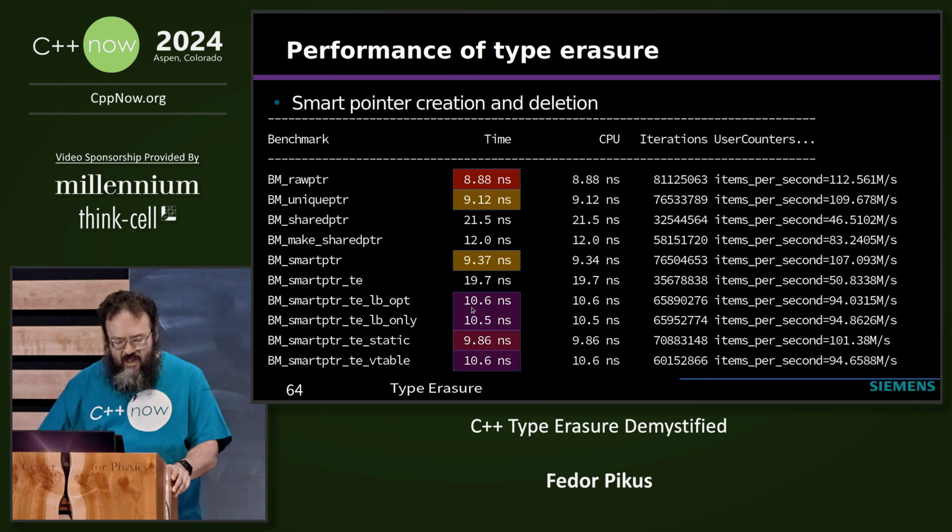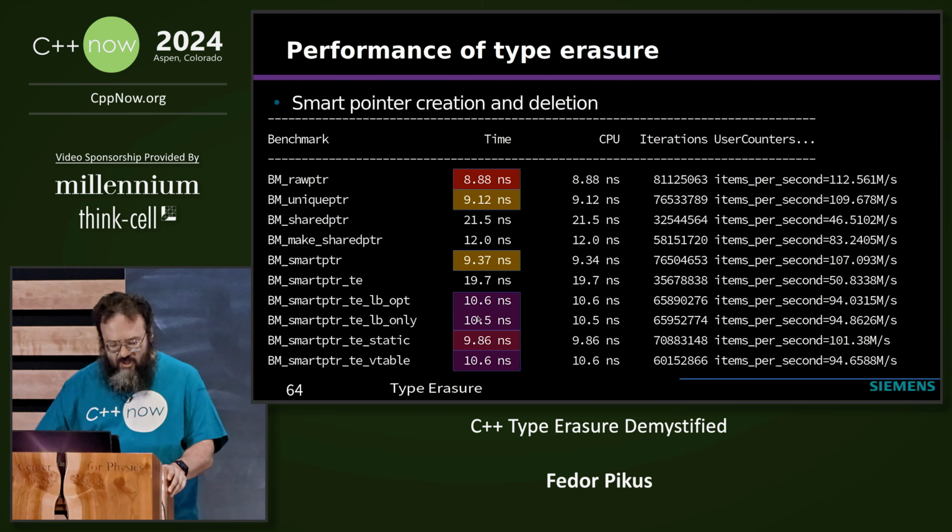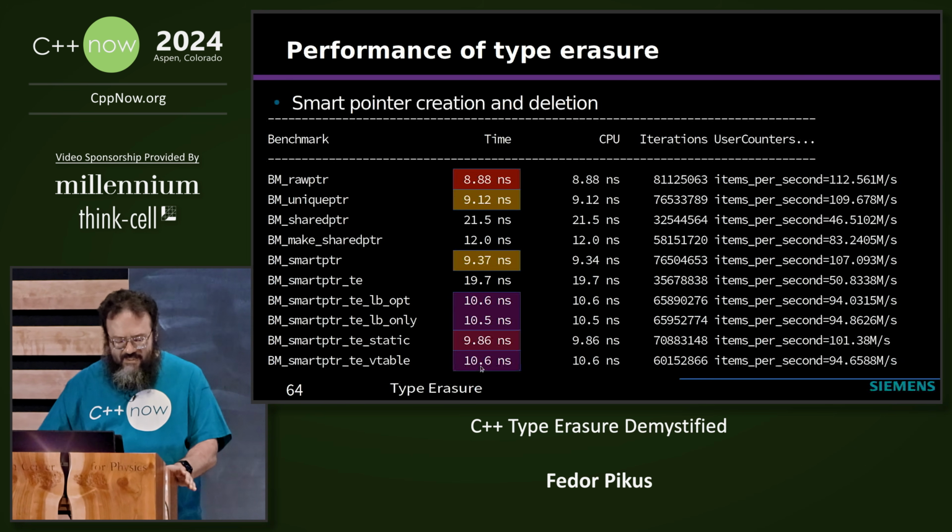In this case, I was only doing things small enough to fit into the local buffer, so local buffer optimization and local buffer only, meaning it will refuse to compile if it can't put it in the local buffer, and it does exactly the same thing. And the vtable is kind of similar to the polymorphic one. So these two are inheritance based, and this one is vtable based. Since you basically wrote, or I wrote in this case, the same thing that the compiler does, they perform exactly the same.